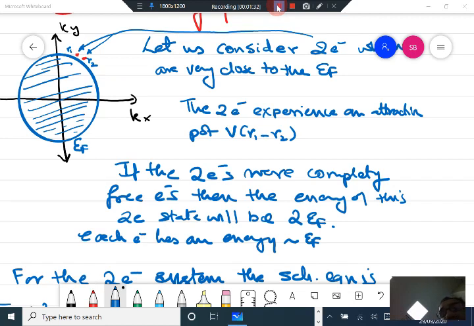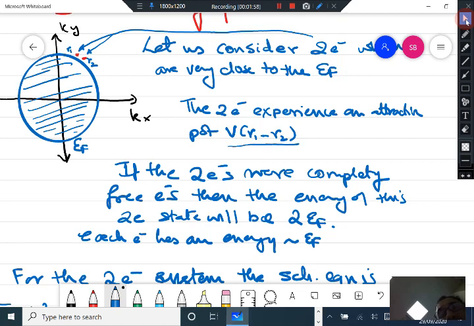So now let us consider the two electrons which are sitting very close to the Fermi surface, where each electron has an energy which is roughly EF, the Fermi energy. These two electrons experience an attractive potential V(r1 minus r2). And these two electrons are sitting very close to the Fermi energy.